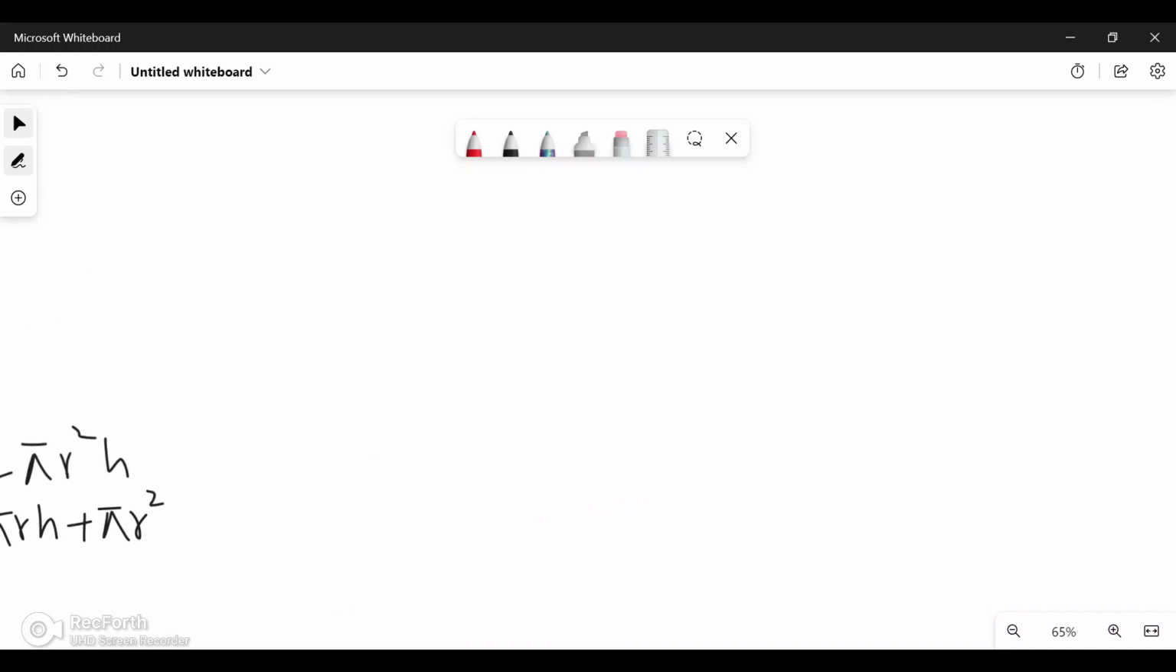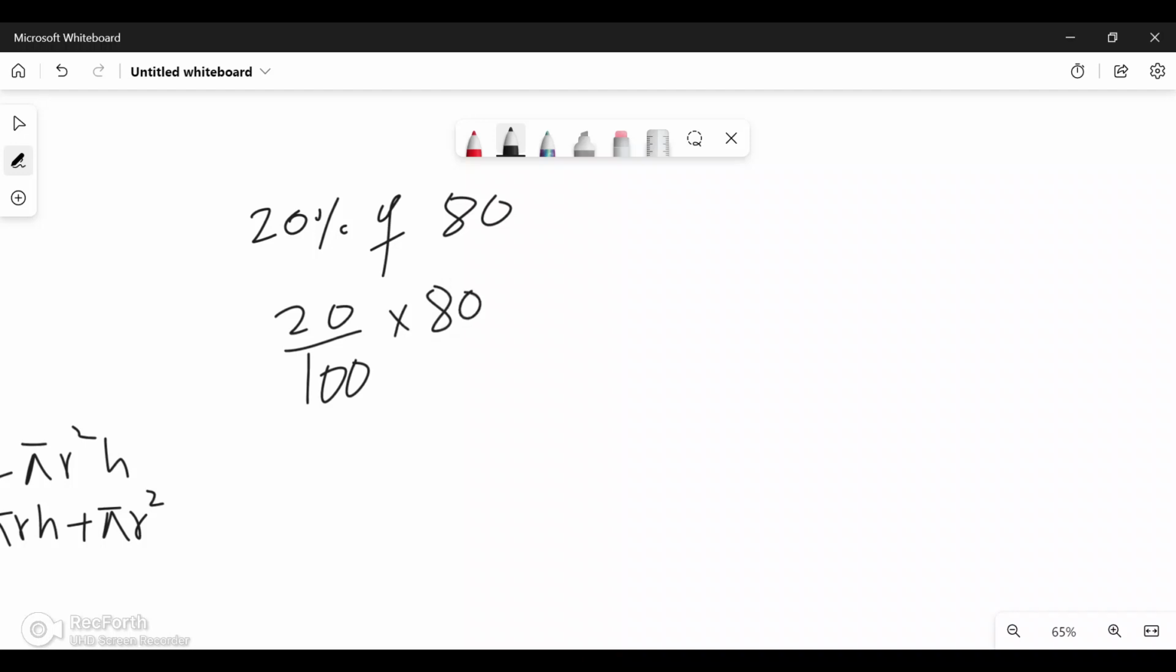Yes, percentages. Regarding the percentages, I want to make one thing clear: you should know how to find a percentage of any quantity, like 20% of 80. When you are asked this, just write 20 over 100 multiplied by 80. Simplify this, and you will get the answer.